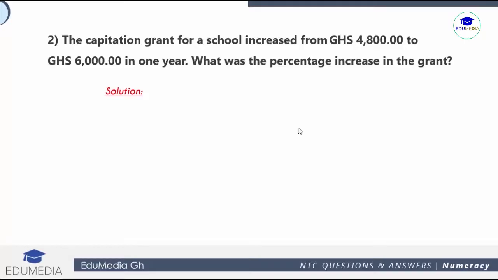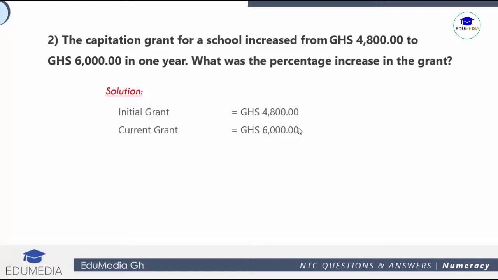We know our percentage, we know our initial grant that was given to us, and we know the new value that we have, which is the 6,000. As at this moment, we are receiving 6,000 as our capitation grant. Previously we were receiving 4,800, but it has now been increased to 6,000. So the initial grant is 4,800, and the current value is 6,000.